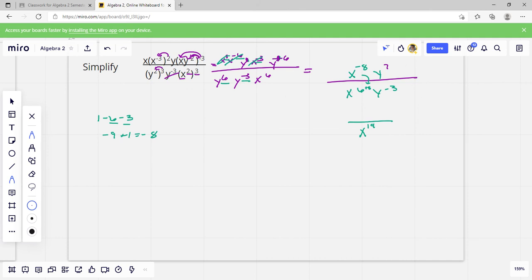Alright, now if I move this to the top, and then that was y to the negative 3. 7 minus 3 is 4, so I should have y to the 4th on the top. Y to the 4th over x to the 14th on that one. These can be a little confusing. Just be really careful with all your positives and your negatives there.